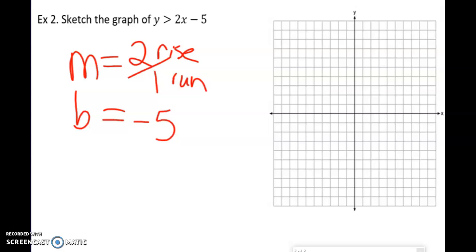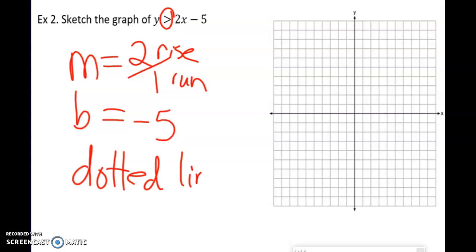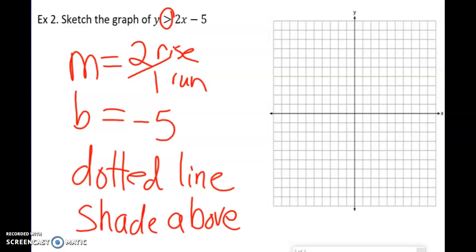But before I get started, I want to look at this symbol right here. And this symbol is saying greater than. And so greater than only means that it's a dotted line. Okay, and since it's a dotted line, we're going to use different points in a second. Also, greater than means shade above because it's bigger or higher. All right, so shade up.